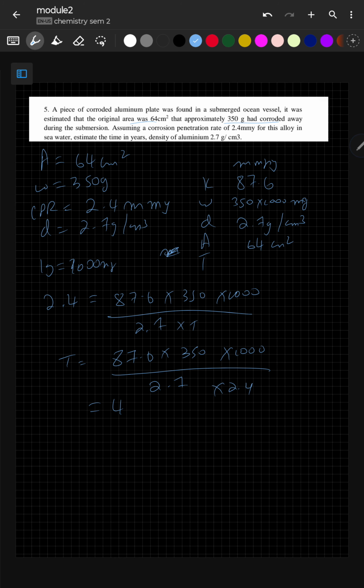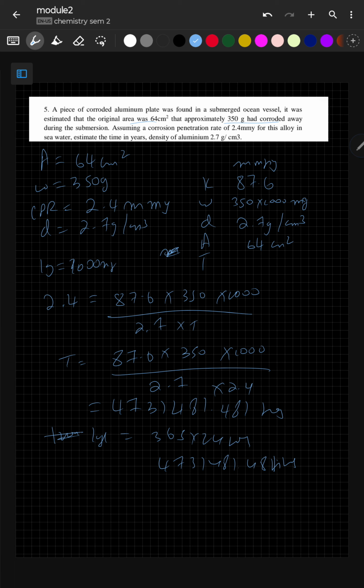That is going to be 4731481.481 hours. Again, one year will have 365 into 24 hours. So how many years will 4731481.481 hours be? Means 4731481.481 divided by 365 into 24. I'm getting 540 years, which is again highly not possible.